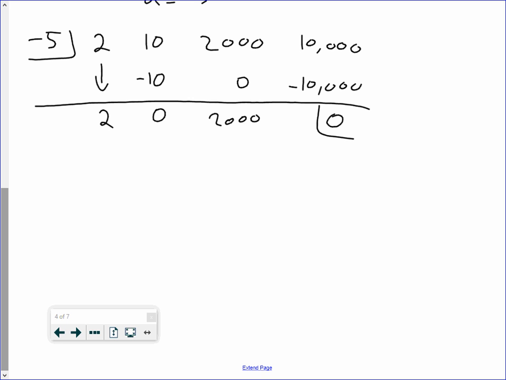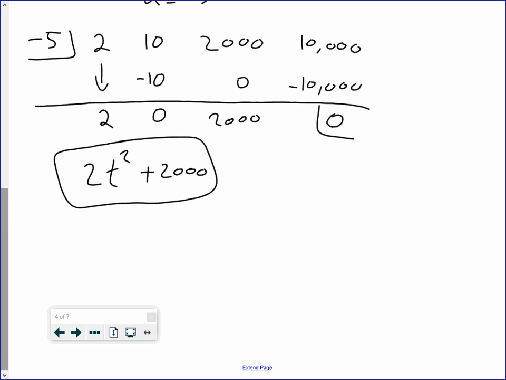So this makes sense. It's saying that t plus 5 is a factor of my D of t. So it's saying I have a full number of people who are donating, so I don't have any remainder. In this case, my answer would be 2t squared plus 2,000. You can factor out a GCF if you want to, but you don't really need to. You just leave it like this, and this is going to be my answer.